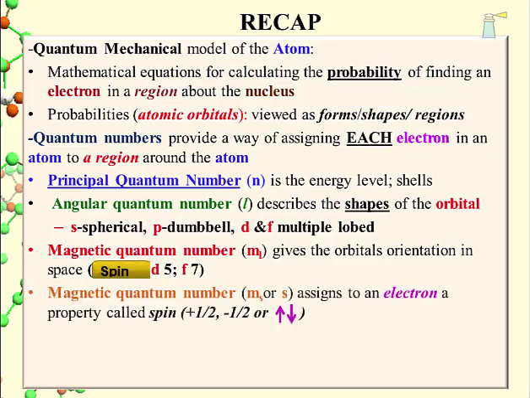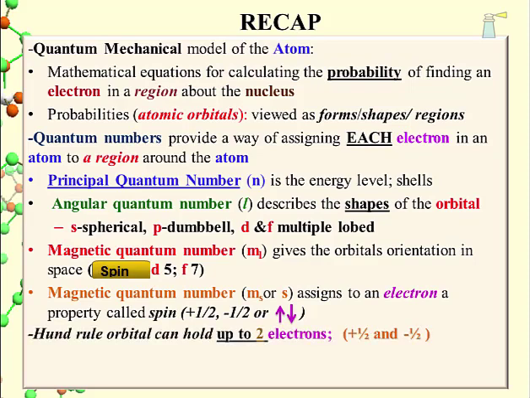The spin quantum number, M sub S, or S, assigns to an electron a property called spin. It's either plus 1/2 or minus 1/2. That's important because the Hund rule says that any single orbital can hold up to 2 electrons, but their spins have to be opposite or paired.